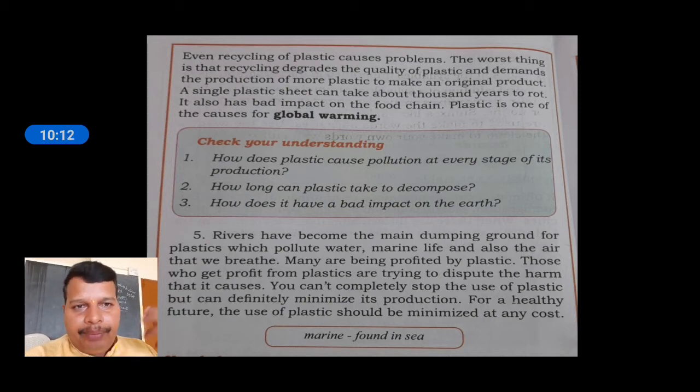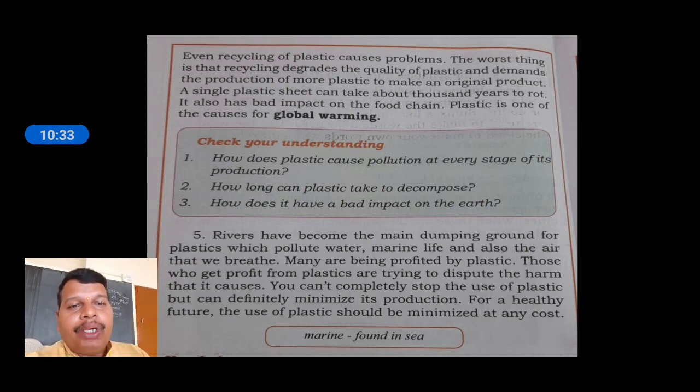And the air that we breathe: when our neighbors burn that plastic, we get air problems. We can't get good oxygen. Many are being profited by plastic. Those who get profit from plastics are trying to dispute the harm that it causes.